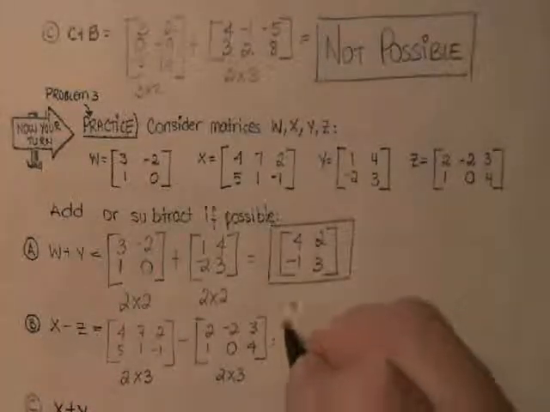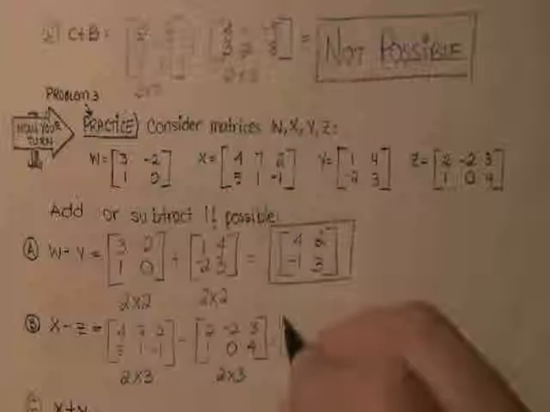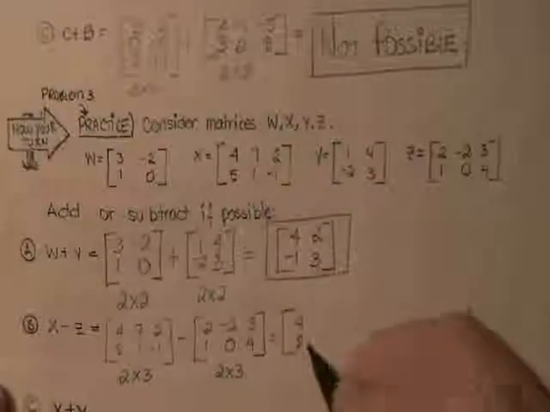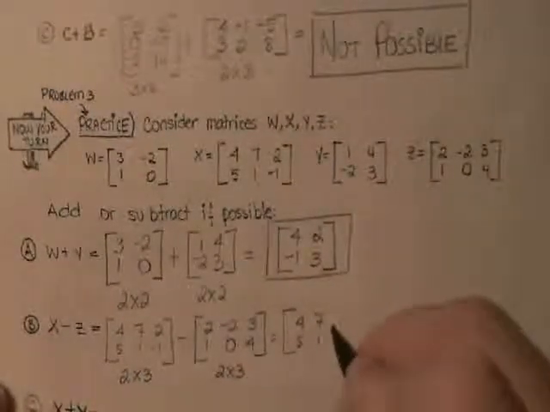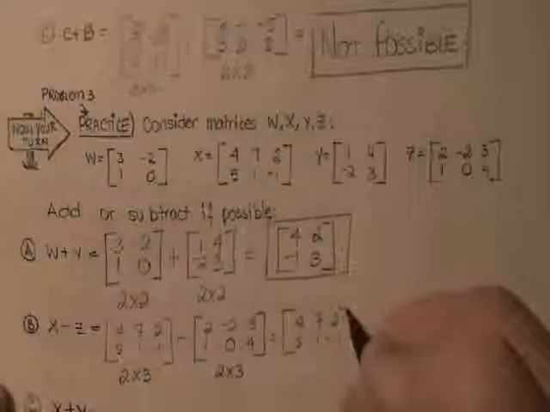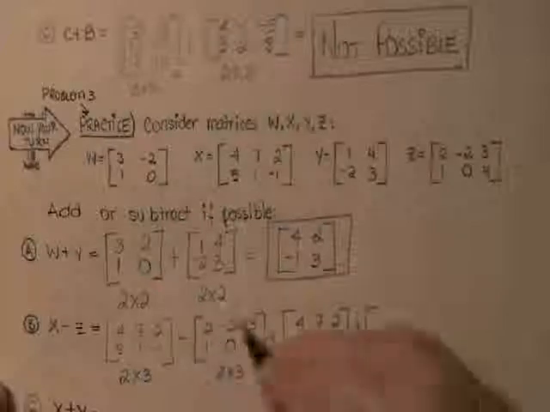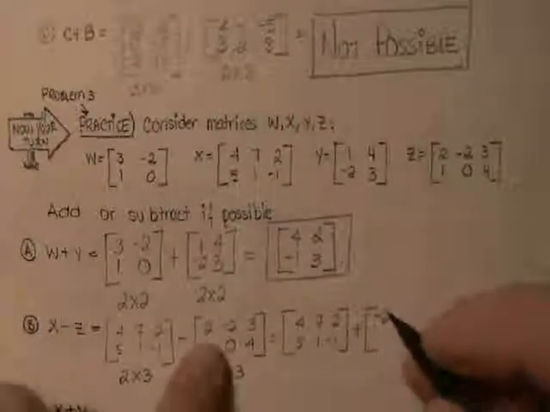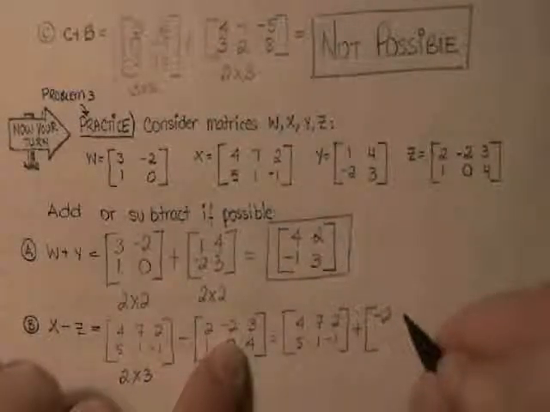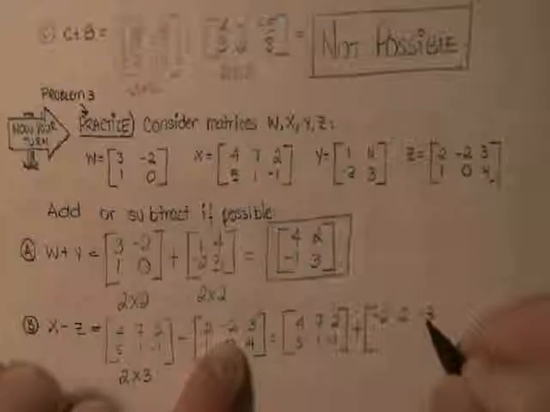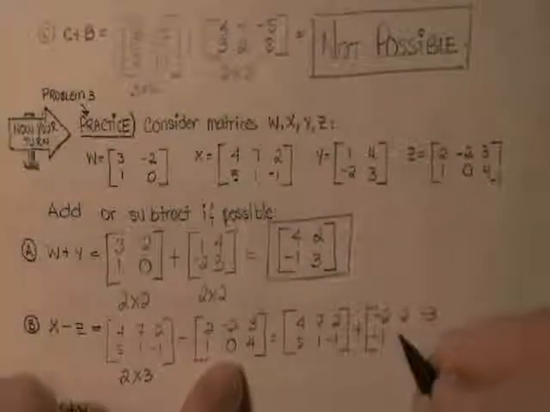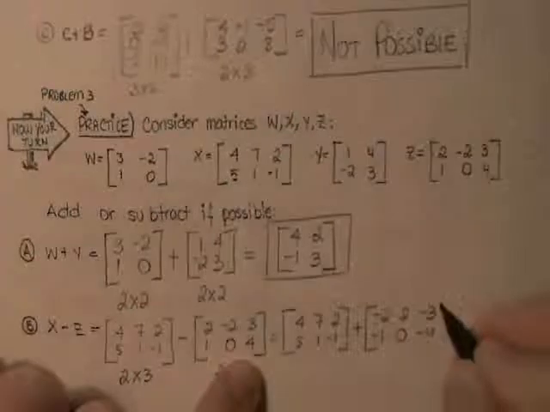So first thing I'm going to do is bring the negative inside. So it'll be 4, 5, basically, I'm just copying the first one. For the second one, I bring the negative inside, so I'll put a positive on the outside. And this will change the signs of each one of these. So this will be positive 2, negative 3, negative 1, 0, negative 4.